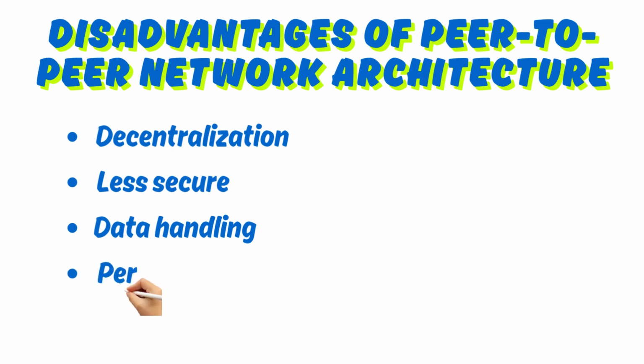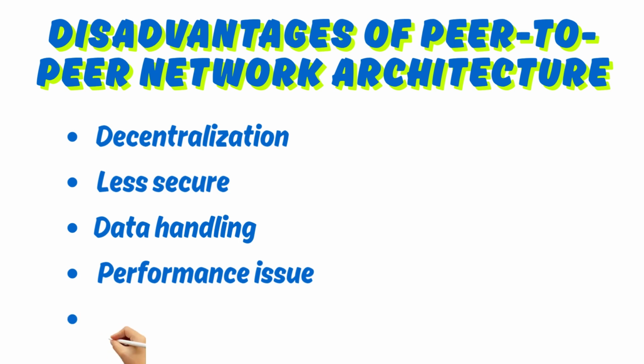Fourth limitation is performance. Performance can vary since all peers share their own resources. The network depends on the speed and reliability of each individual device. If one peer is slow or overloaded, it can affect everyone else. And finally, scalability is limited. P2P networks work well for small groups, but as more devices are added, things can become messier and harder to control. So, peer-to-peer networks offer simplicity. They are best suited for small setups where advanced control and security are not crucial.